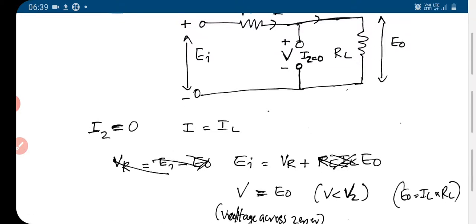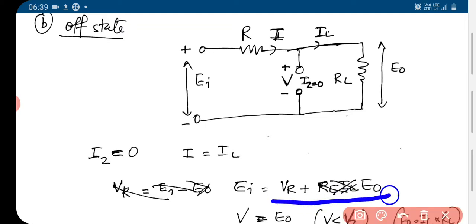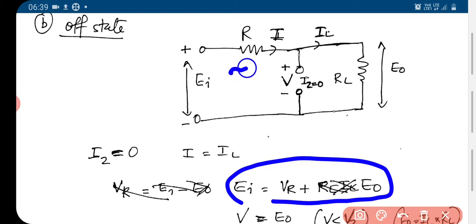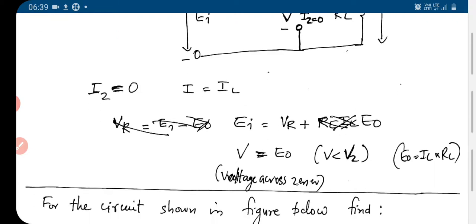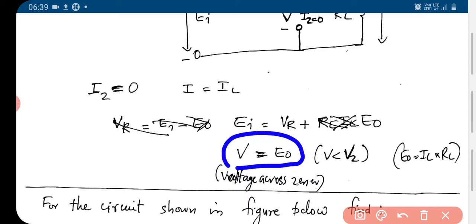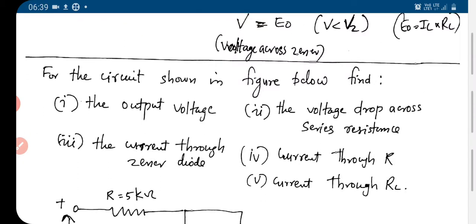And what about EI? EI will be equal to VR plus E0, where VR means the voltage drop across R, which is I into R. E0 is simply IL into RL, and V is equal to E0. So this is what happens when the Zener is in the off state. Once we have these ideas with us, we can solve a few problems.